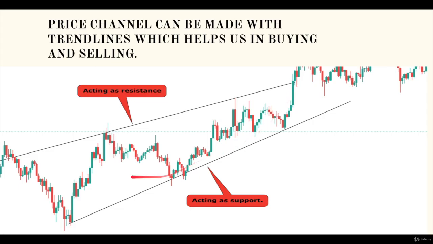Let's assume we bought over here and sold over here. Then we bought over here and sold over here. Then we bought over here and sold over here. So this gives us buying and selling signals also. This is how powerful trend lines are. Now let's go to the chart and explore trend lines.